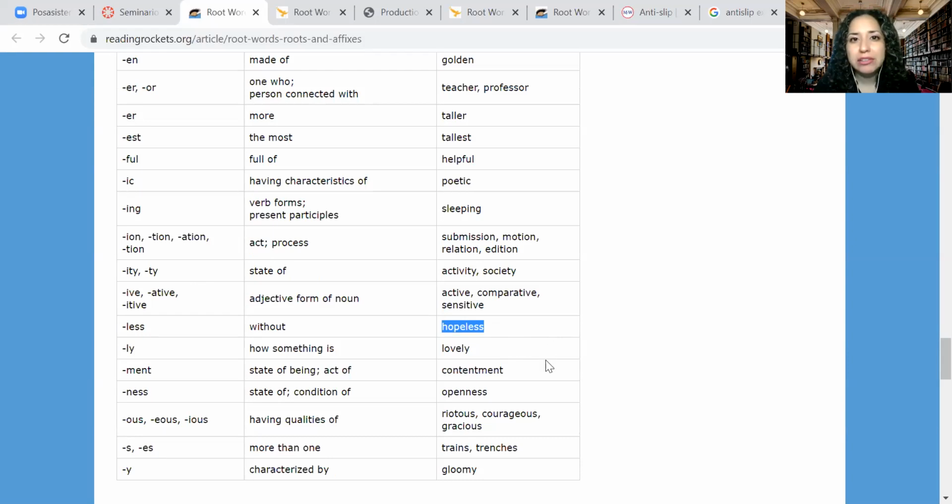Without hope. There's no hope. You're hopeless. I hope not. I hope that you're not hopeless. Okay. Ly. It means how something is. For example, lovely. You already know what love means. But if it's lovely, it's something really nice. And you can use this word to refer to things or to people also. Oh, that's a lovely person.